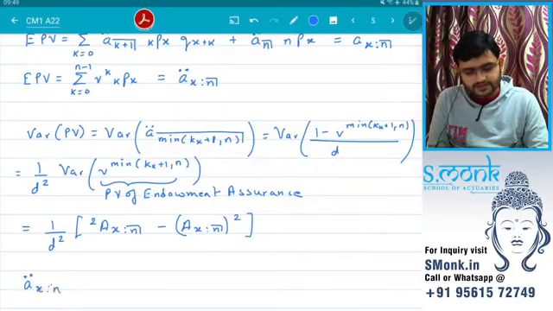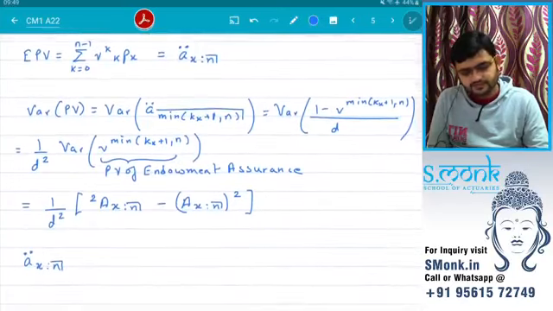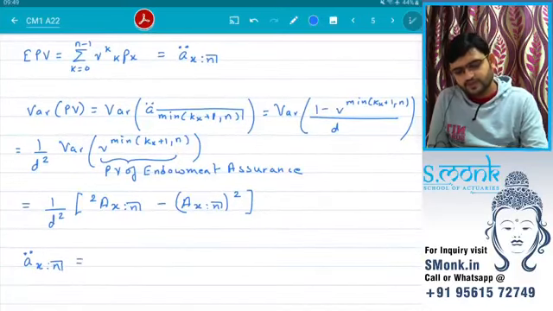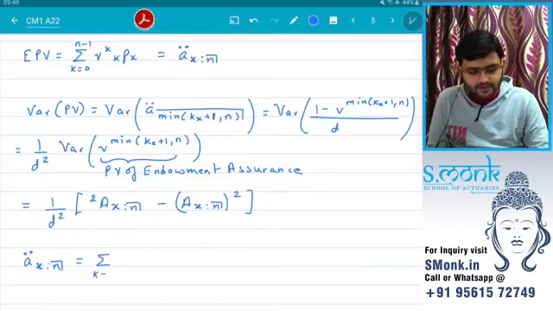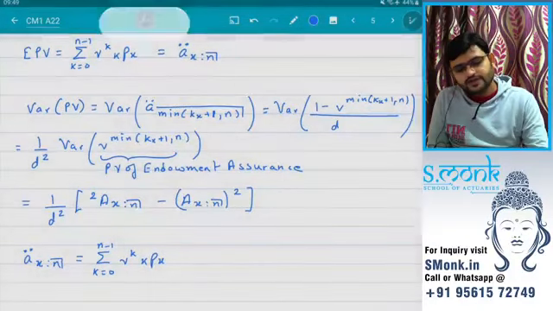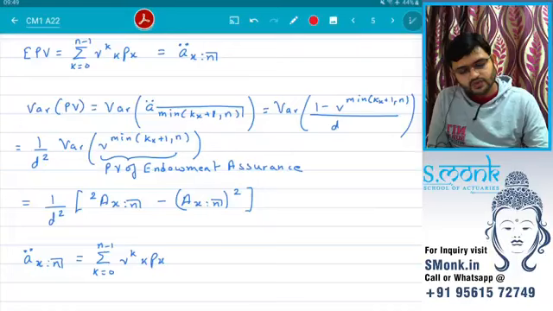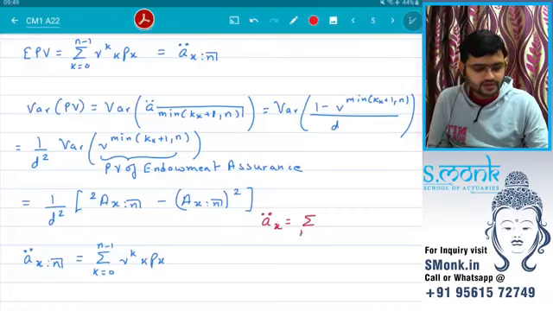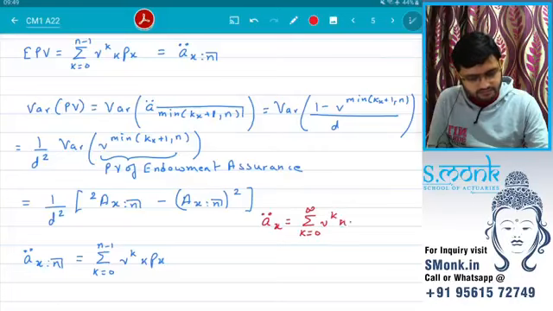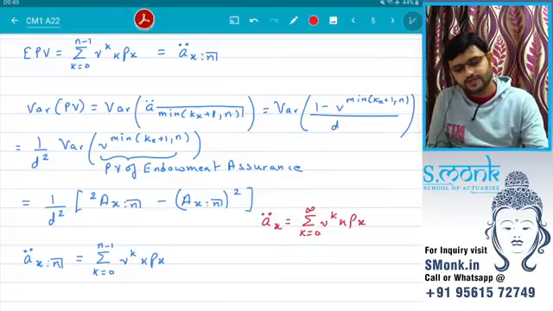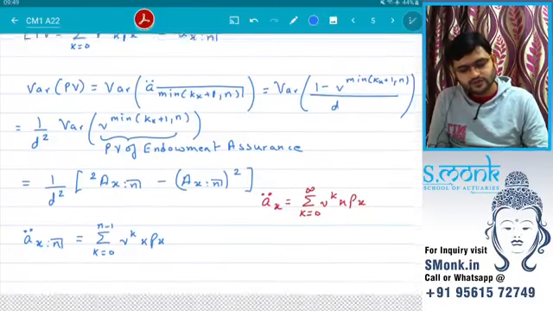ä x n is nothing but summation k going from 0 to n minus 1 v raised to k kpx. We know if I want to convert this into whole life annuity, a due x will be summation k going from 0 to infinity v raised to k kpx. It's just going from 0 to infinity.